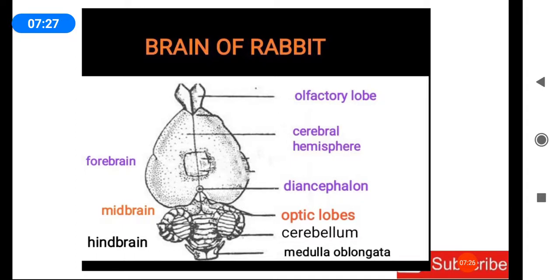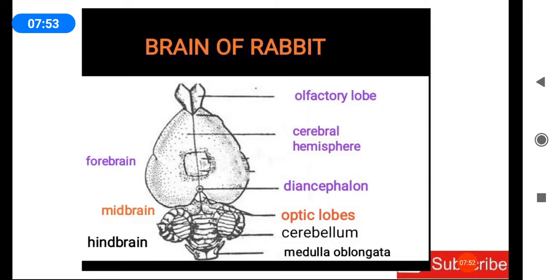Forebrain consists of a pair of olfactory lobes, cerebral hemispheres and diencephalon. So in the forebrain there are three regions: olfactory lobes, cerebral hemispheres and diencephalon. The right and left cerebral hemispheres are connected by a transverse band. It is called corpus callosum.